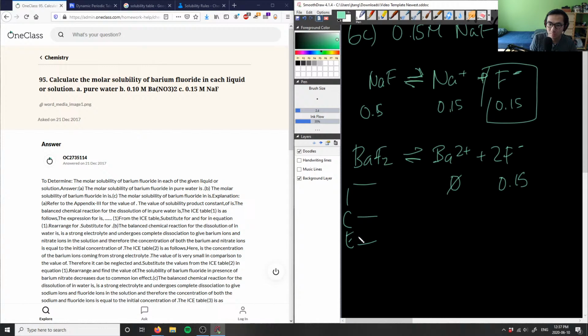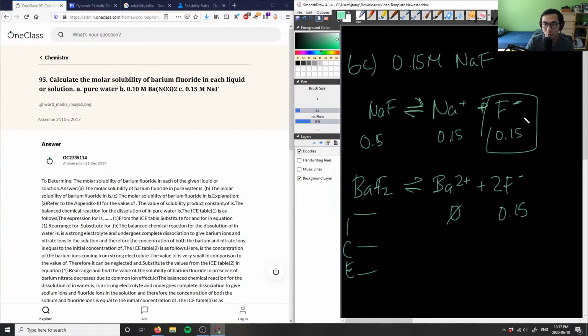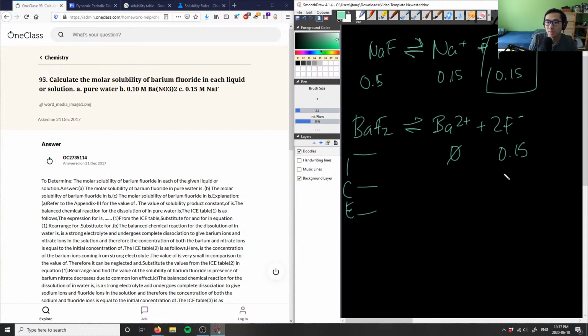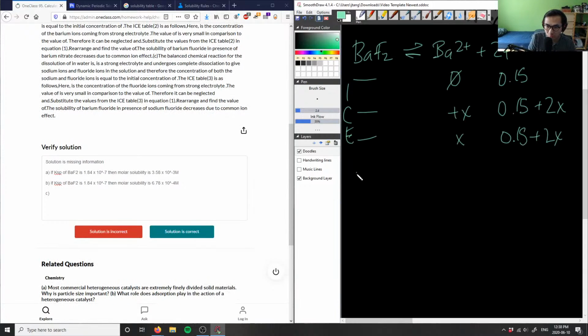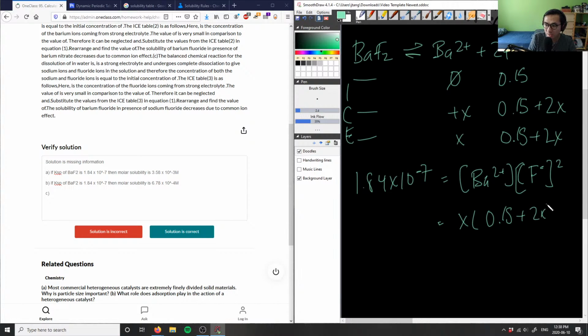And again, I'm doing my ICE table. So I can draw my ICE table. I'm starting with 0 barium, but I'm starting with 0.15 fluorine from the sodium fluoride here, right? So again, I'm adding x here. This would be 0.15 plus 2x. So that leaves me with x and 0.15 plus 2x here. Again, I can write my Ksp values. So I have 1.84 times 10 to the negative 7 is going to equal the concentration of barium 2 plus times the concentration of fluorine minus to the power of 2. It's going to equal x times 0.15 plus 2x, and this would be squared.